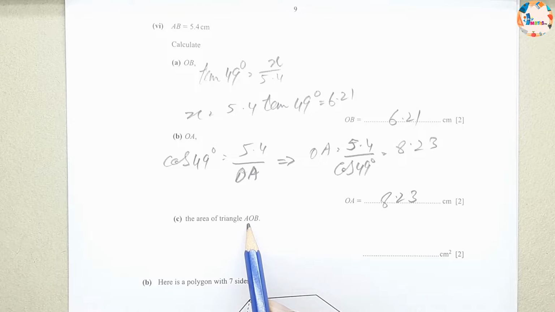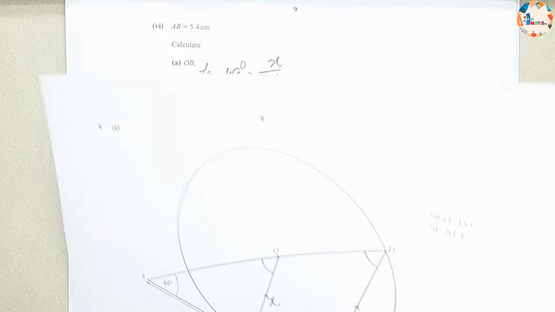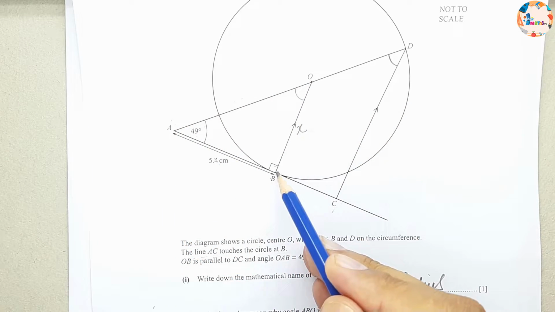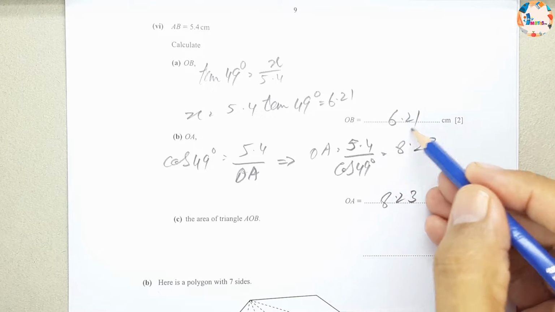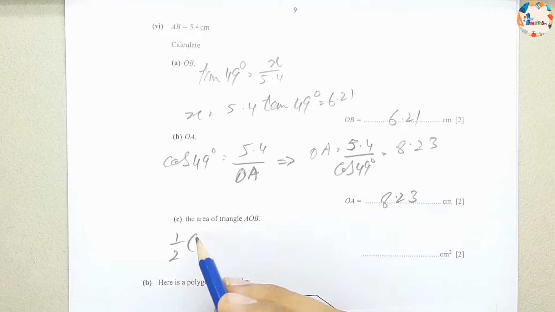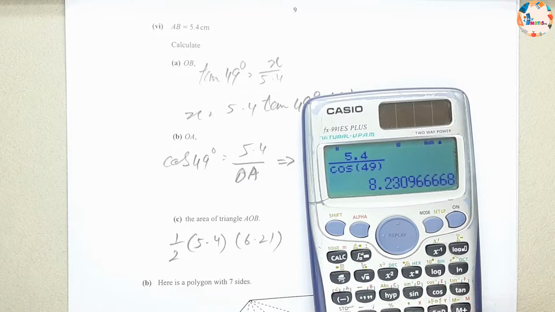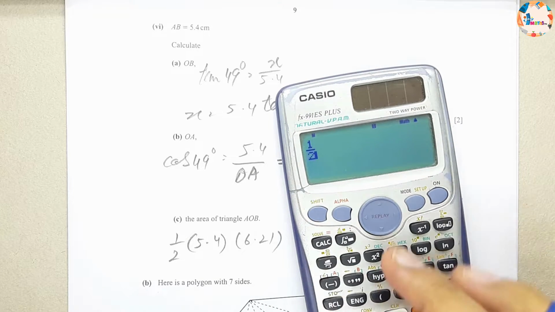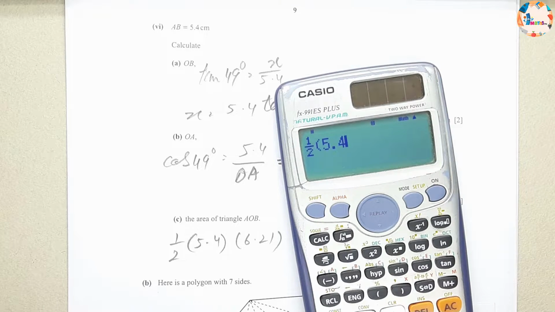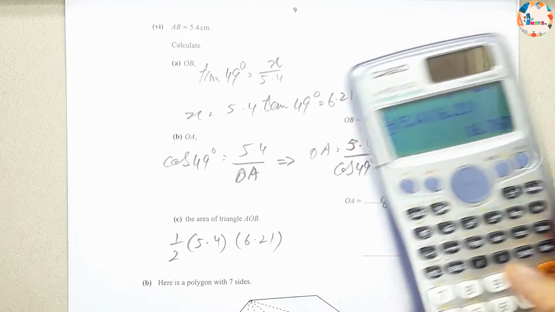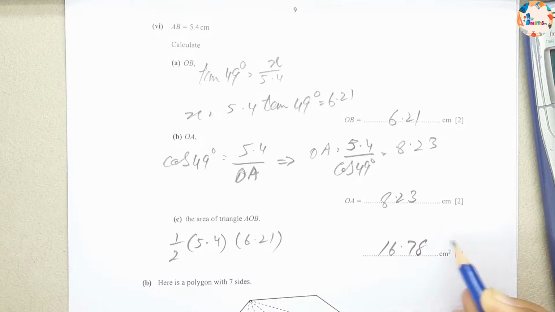Then they are saying area of the triangle AOB. We can use 1/2 into base into height, so the x value will be height. So we can write 1/2 into base, which is 5.4, into height, which is 6.21, and this will be equal to 16.78, we can round it, 16.76.